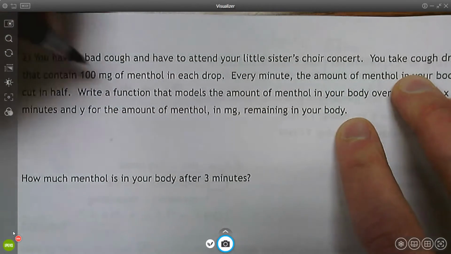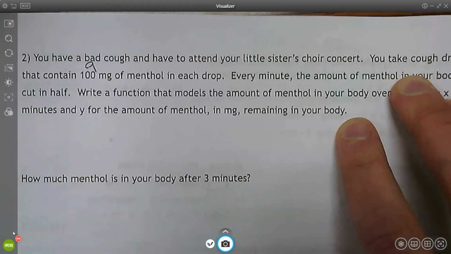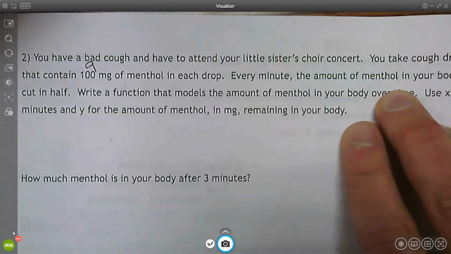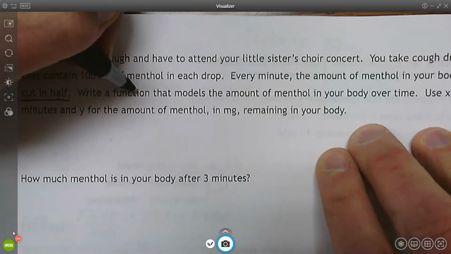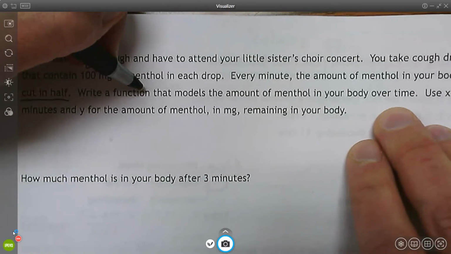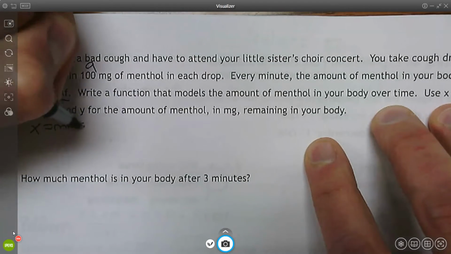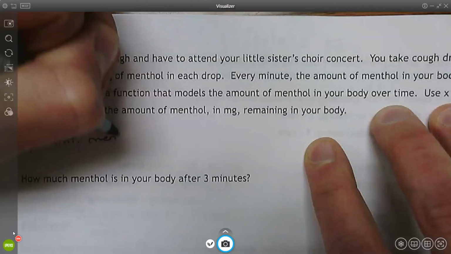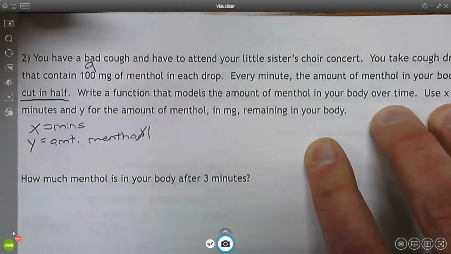You take cough drops that contain 100 milligrams of menthol in each drop. That's your initial value or your starting value A. Every minute, the amount of menthol in your body is cut in half. This is going to be important. Write a function that models the amount of menthol in your body over time. Use X for minutes, so X is minutes, and Y is the amount of menthol, not method, but menthol.